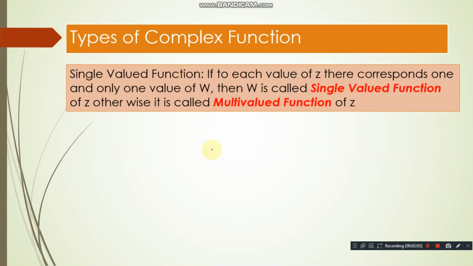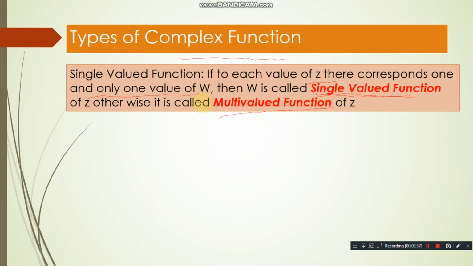According to outputs, the complex function we can classify into two different types. One we can call it as single valued function, another we can call it as multi-valued function. That means for each value of the domain, to each value of z, there corresponds only one value. It's nothing but a unique value, that we can call it as a single valued function. It is just like a real function.